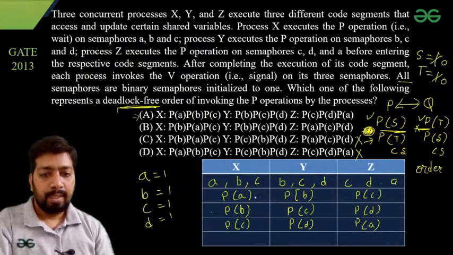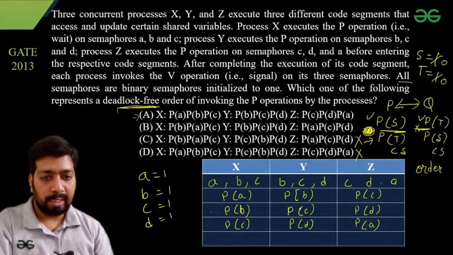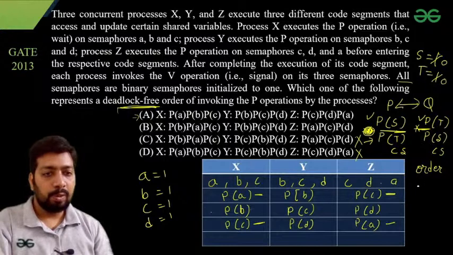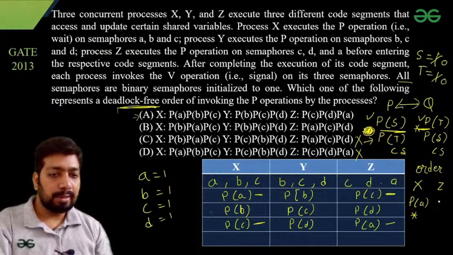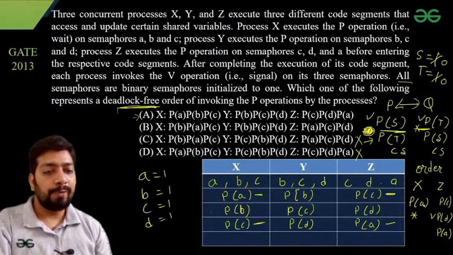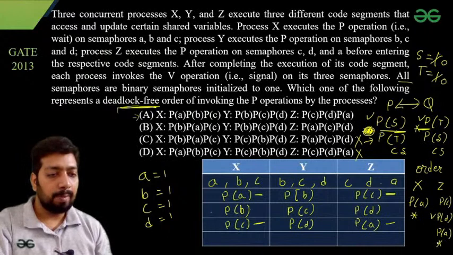So let me solve option A here. You can see the sequence BC is the same in processes X and Y, and in processes Z and Y the C and D sequence is the same. But in processes X and Z, the sequence in X is AC, but in Z the sequence is CA. So suppose X performed P of A first, and after that it is preempted, and in the meantime process Z performs P of C first, and after that it wants to execute P of D, which is executed successfully. Now it wants to execute P of A. It cannot be executed because P of A is already performed, which means the semaphore value of A is 0. And suppose Z is preempted because it is blocked here.